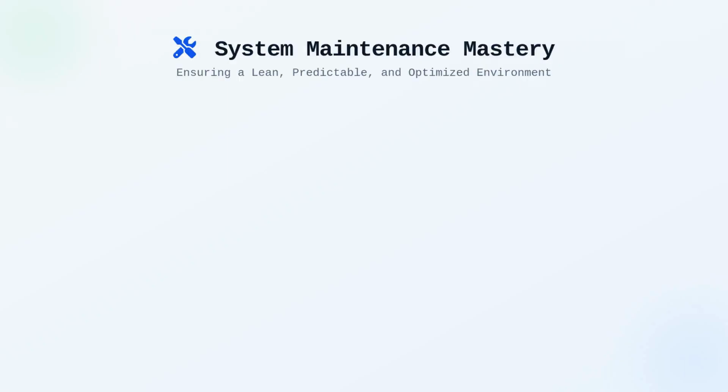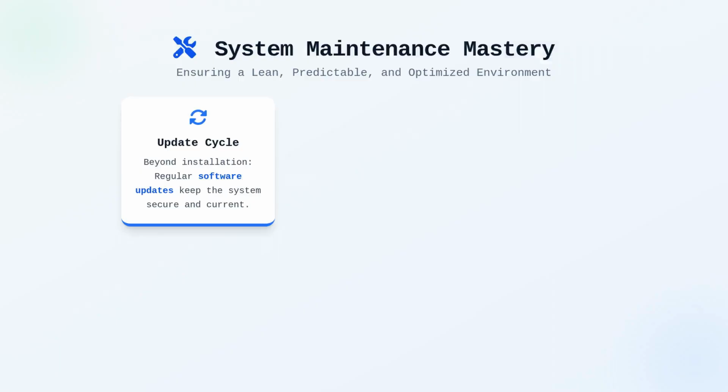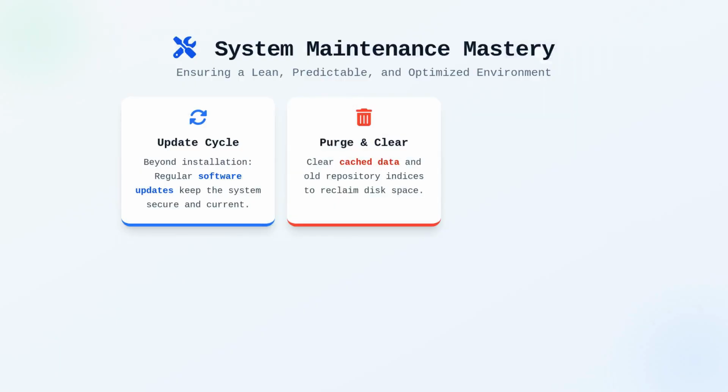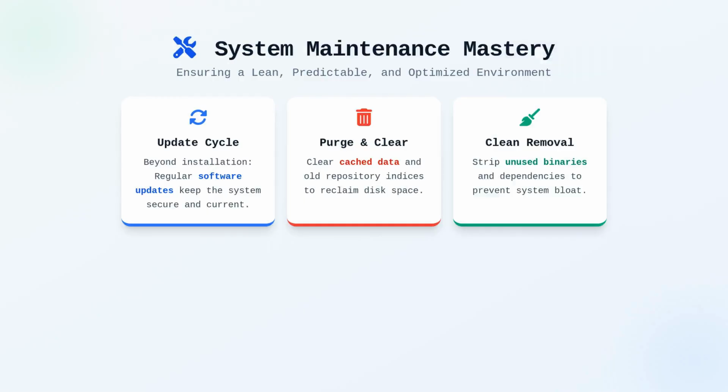Maintenance involves more than just installation. It also concerns the software update cycle and the removal of unused binaries. Over time, cache data can consume significant disk space, making it necessary to periodically purge old packages and clear local repository indices. Removing software requires a clean approach where both the application and its unnecessary dependencies are stripped away, preventing system bloat.